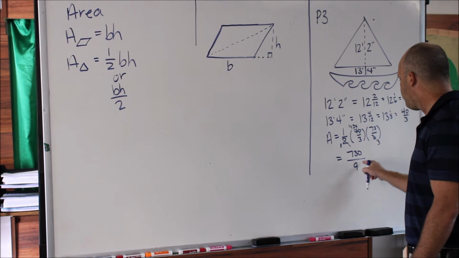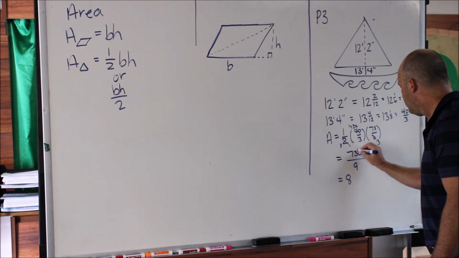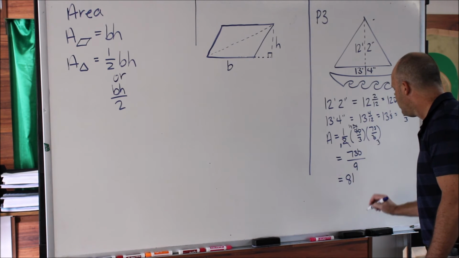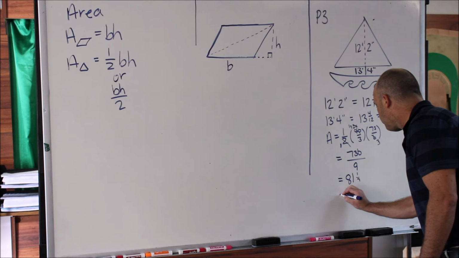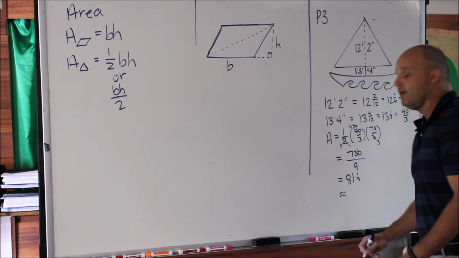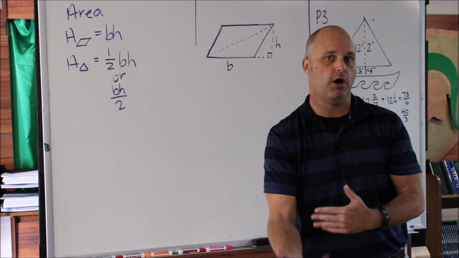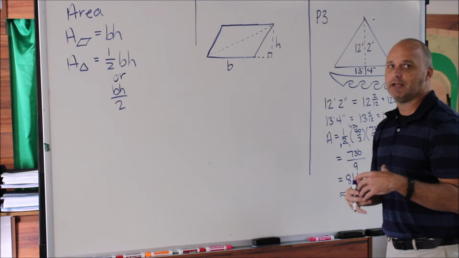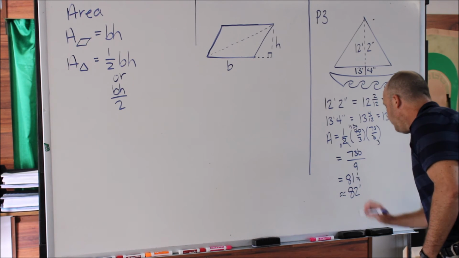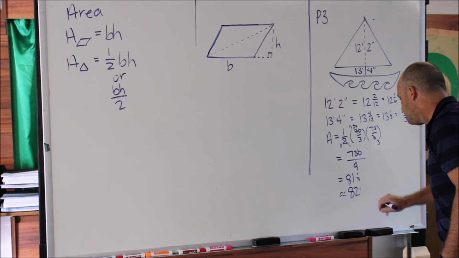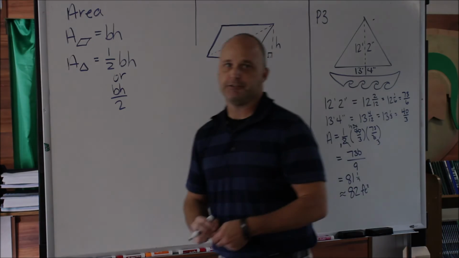So now I've got 730 divided by 9. 9 goes into 73 8 times with 1 left over. So then 9 goes into 10 1 time with 1 left over. So 81 and 1/9, or approximately 81 feet. But I need to know how much material I am going to need to make this. So anything over 81 is going to mean that I need to have an extra foot. So I'm going to make this approximately 82 square feet. So I'm going to get rid of that tick mark and instead go to feet squared. So 82 square feet of material.